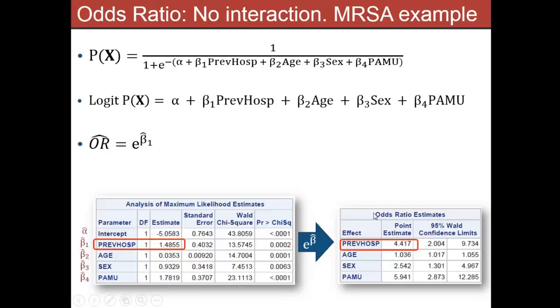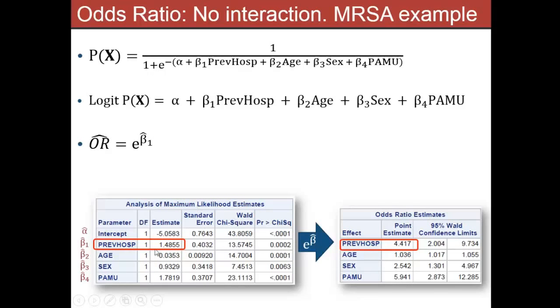But in the simple e to the beta way, this is a table of e to the betas, and that's how you get from 1.4855 to 4.417. Okay, so this is what SAS is going to give you representing all of this, and it's not going to call it beta 1, 2, 3, 4. That's our nomenclature. It's going to phrase things in terms of the variable that the coefficient is associated with, like previous hospitalization, age, sex, and PAMU.